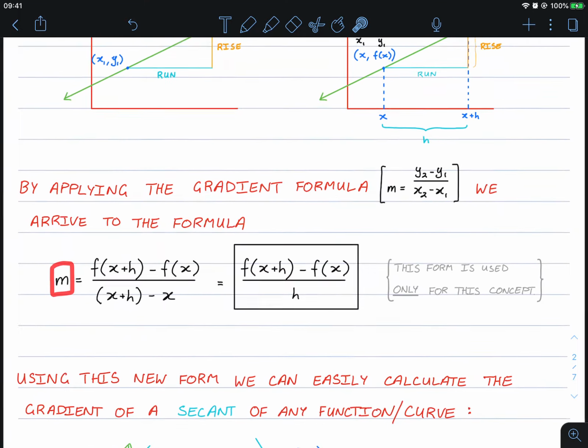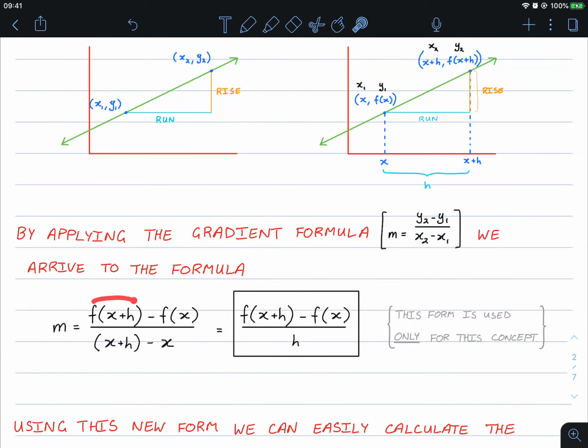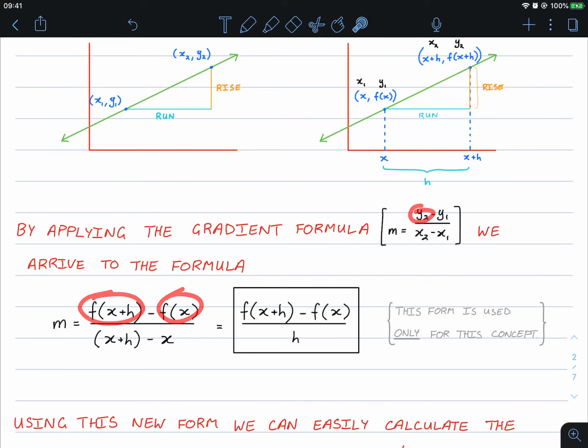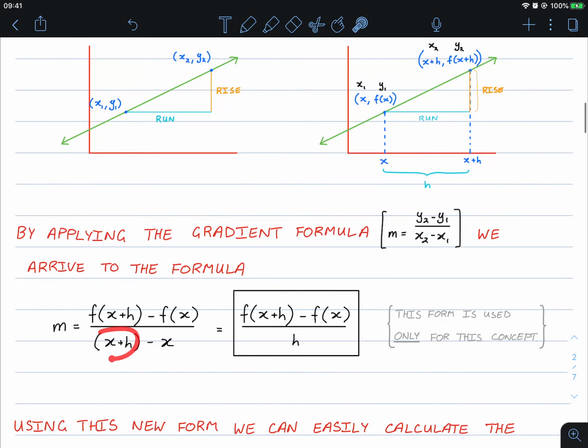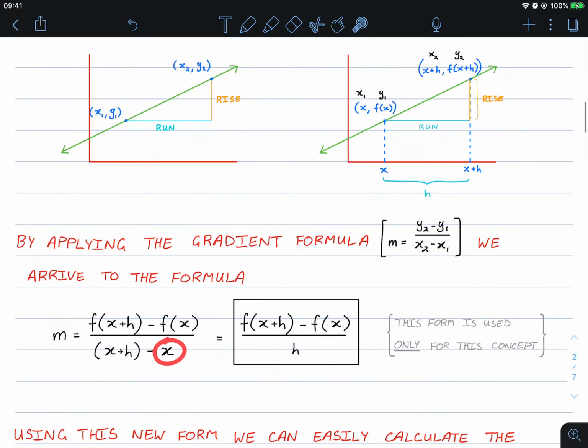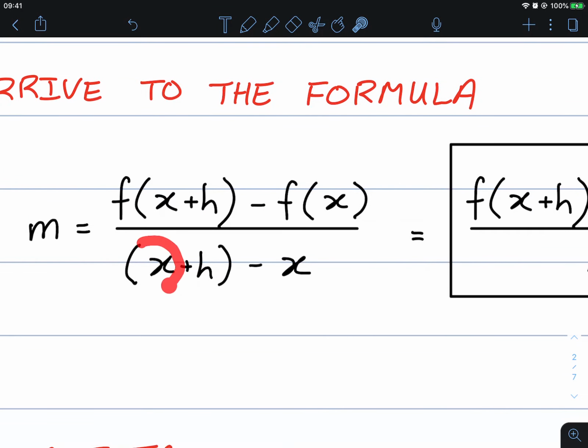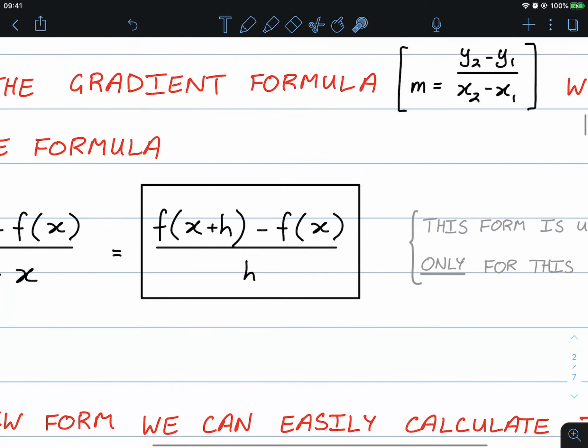So the gradient is y2 minus y1 over x2 minus x1. Evaluating this, x minus x, so these two cancel, leaving us with just this form here.